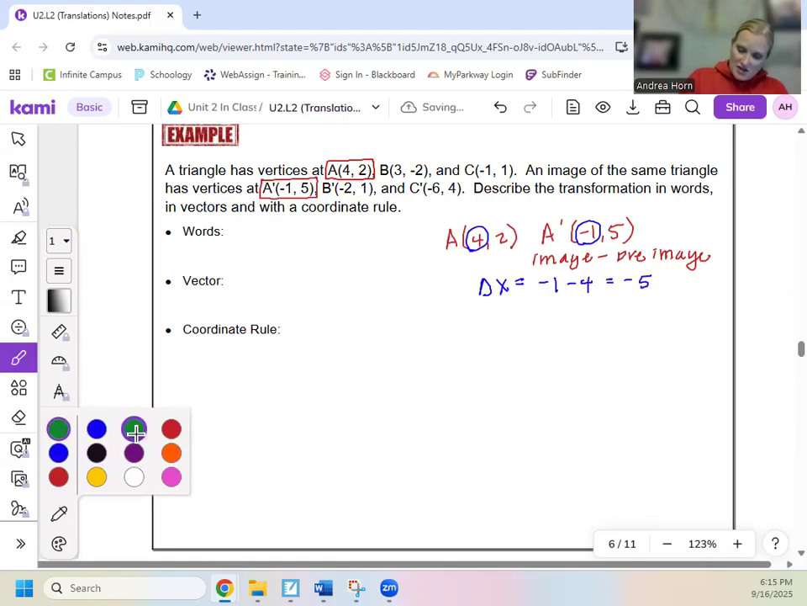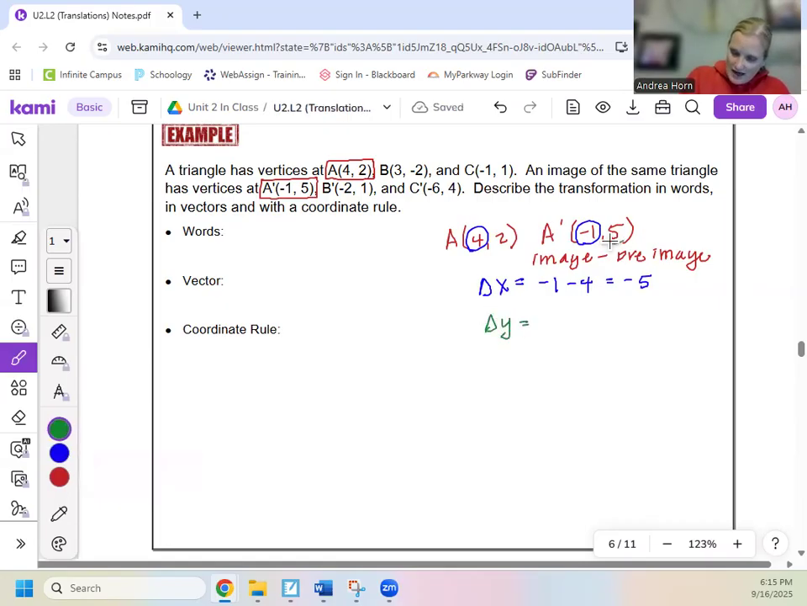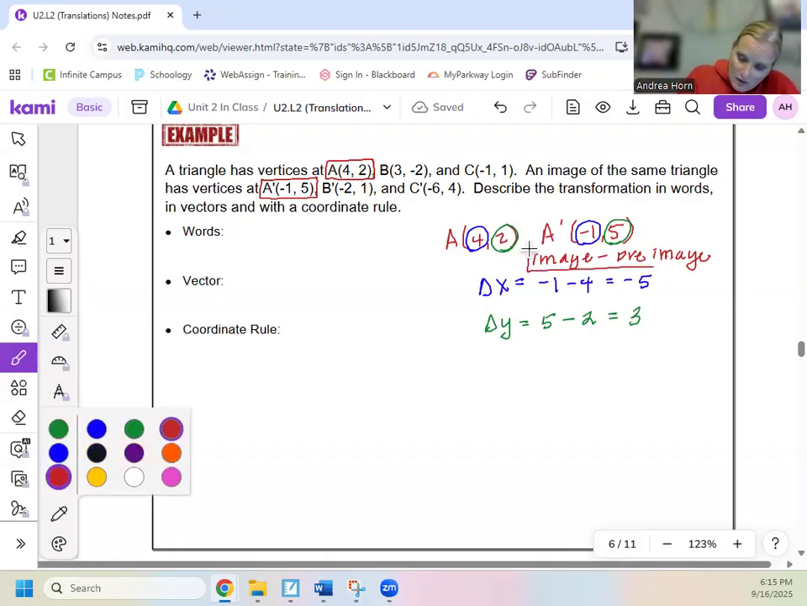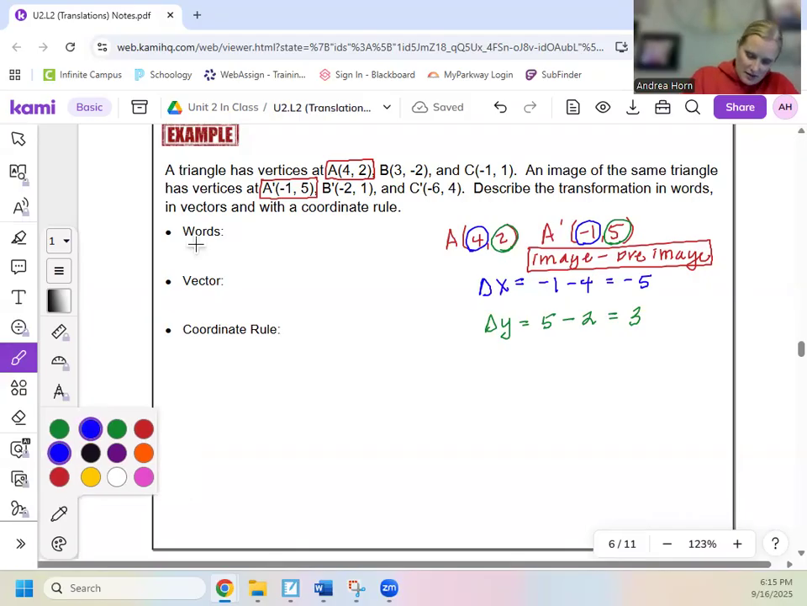Same thing with my change in y. My image is 5 minus 2, so I get +3. And again, if you think about the fact that I start at 2 and I go up to 5, that means my change in y was +3. So it's really important that when we're calculating our change in y and change in x, it's always image minus pre-image. Then that means -5 change in x means I'm going to go left 5, and then I'm going to go up 3.